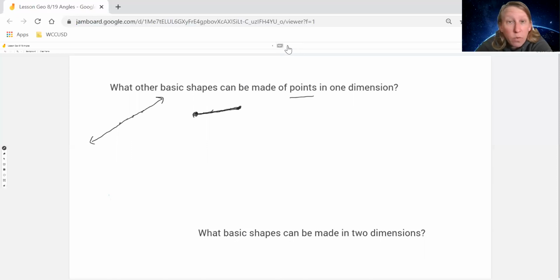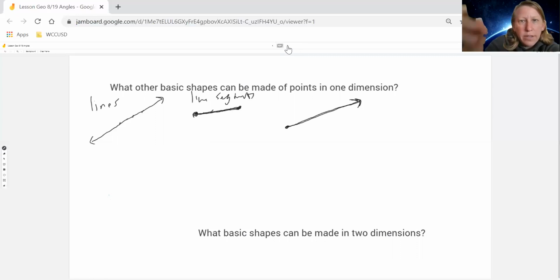What if we had half of a line? What would that look like? That would have an endpoint, and then it would continue in one direction, but not two directions. It would only go off one direction. That shape is called a ray. Okay, so we have lines, and then part of lines are line segments. And then half of a line, the fancy word is a ray. Rays we didn't talk about before.